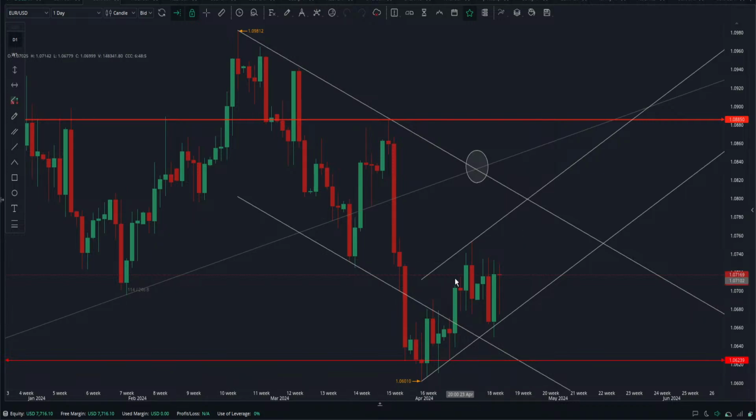So what is the higher level? Actually this is the downswing pivot 1.0885, and 1.0623 is the support.